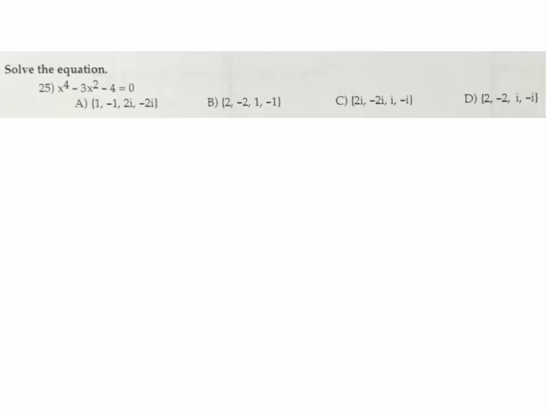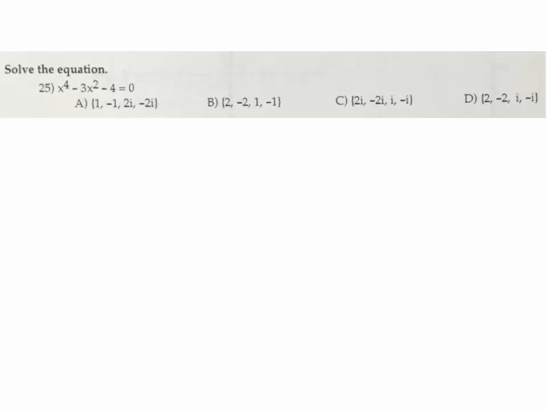Okay, solve the equation. You have x to the power of 4 minus 3x to the power of 2 minus 4 equal to 0. Okay. Who can tell me what would be a first step here? Anybody with the microphone? Rewrite the equation in terms of y.